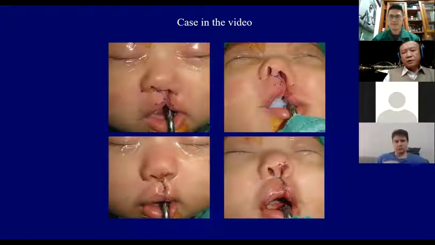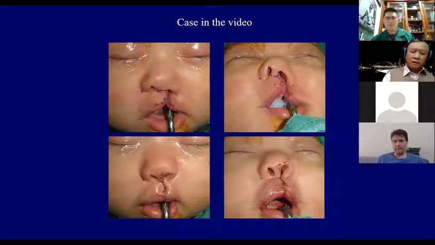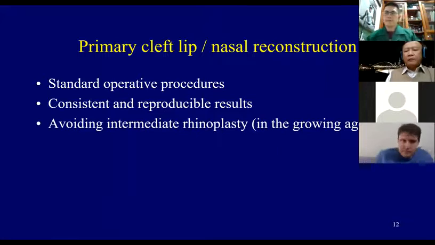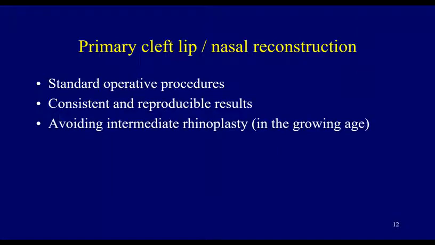Just pay attention to dissect the muscle and reconstruct the muscle in the Z-plasty fashion. That can help to lengthen the lip. So to me, this is a standardized operative procedure. I do not have much change during the operation. It is a very consistent and reproducible procedure, and the result is very nice. With the Tajima type of overcorrection, we can certainly avoid an intermediate rhinoplasty in the growing age. So it's a very nice procedure.